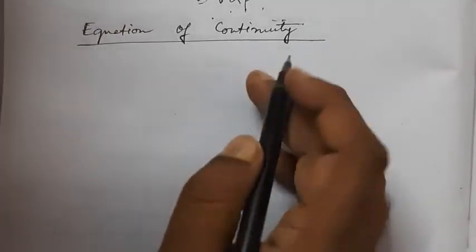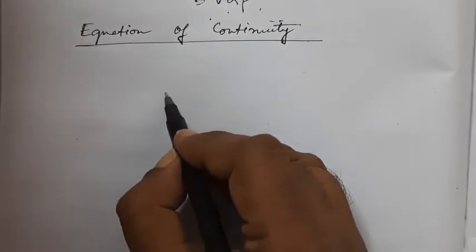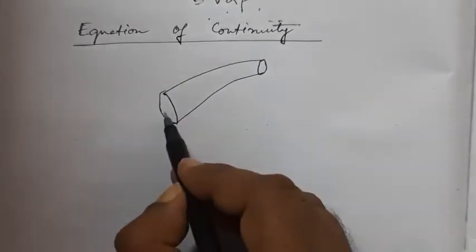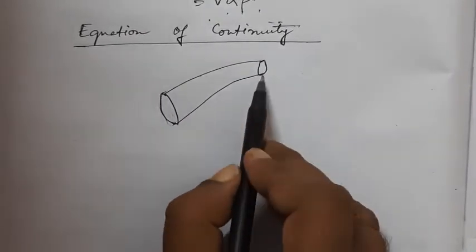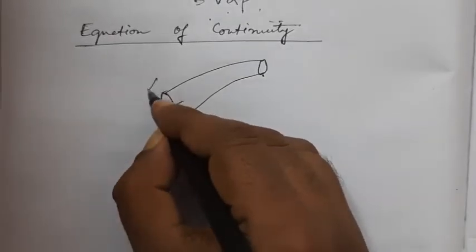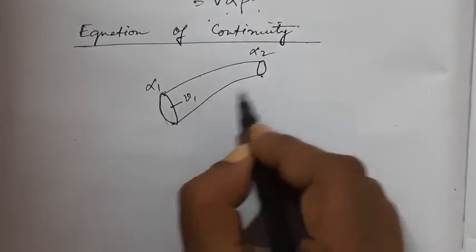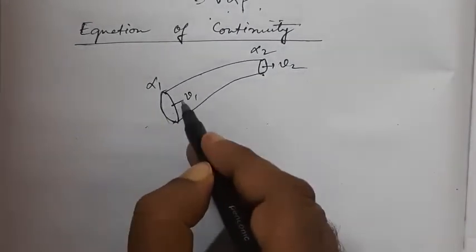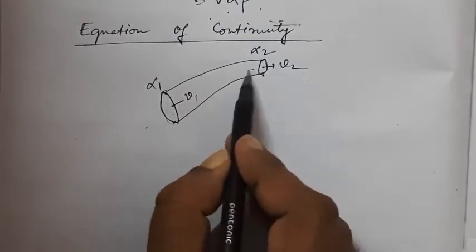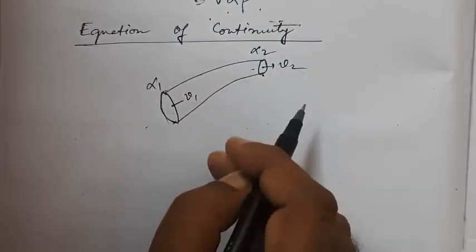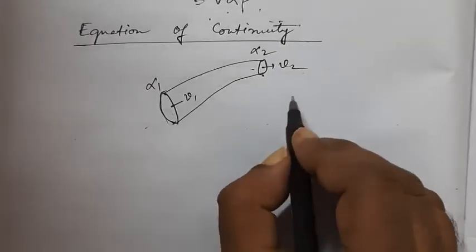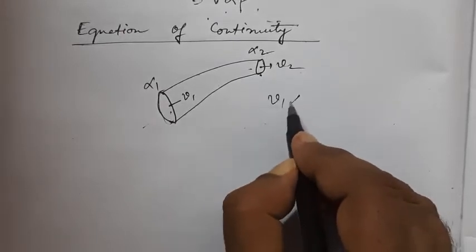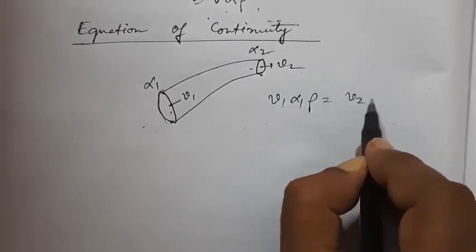Now the equation of continuity. We take a cross section but of different shape. This is a large cross section. This is a small cross section. Let it be alpha 1, this be alpha 2. Velocity here is v1, velocity here is v2. Now what happens? The mass of the fluid flowing through this cross section and the mass of the fluid passing through the other cross section remains the same. So mass through alpha 1 is equal to mass through alpha 2. Now what is mass? V1 alpha 1 rho and V2 alpha 2 rho.